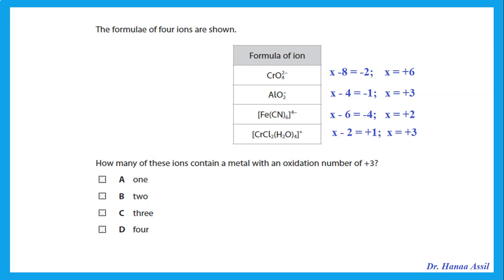That last one, I have chromium with 2 chlorides, and you have to know that each chloride is -1, so that's a total of -2. Water has no charge. I want the overall charge to be +1. That means my chromium must be +3. So how many of them are +3? I have only 2 of them are +3.